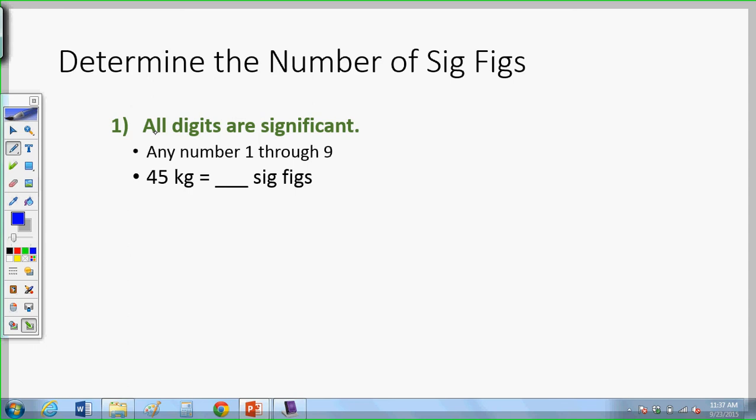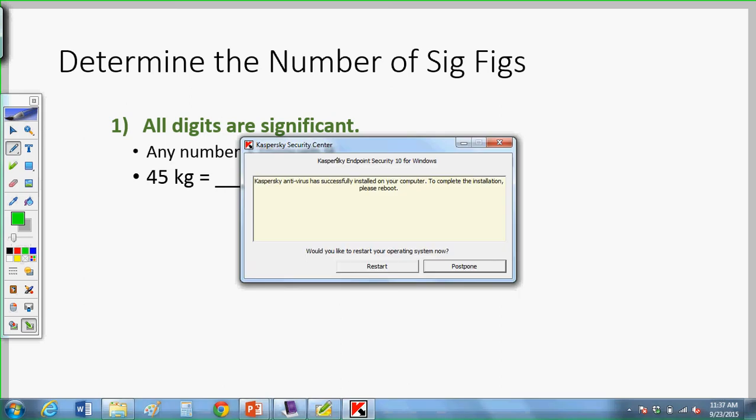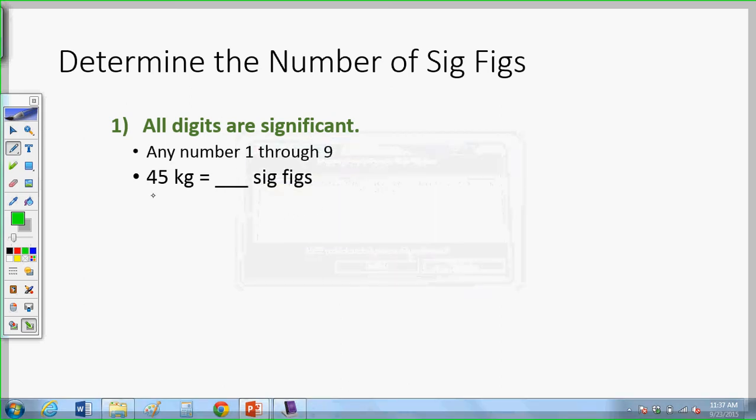For example, the first rule is that all digits are significant. One misconception is what exactly is a digit. A digit is any number 1 through 9, so you can see how that excludes 0. Let's talk about this measurement, 45 kilograms. I'm going to use check marks to help me apply rule number 1. I'm going to put a check mark above any number that is a digit, 1 through 9. So the 4 is a digit, the 5 is a digit. I've gotten to the end of my measurement. Well, that was easy. So how many significant figures did I have? I had 2 significant figures.